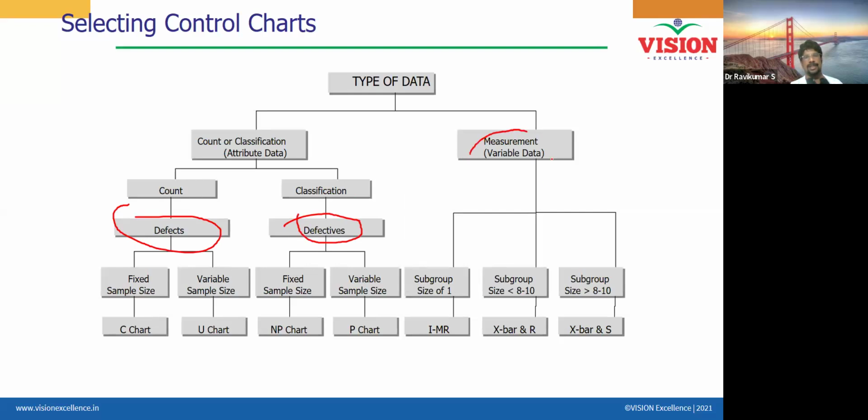Here you can see it is purely based on measurable data, continuous data. Here we are going to decide the type of chart based on defects and defectives. So how are we going to choose it? Further, we are classifying the charts. In defectives, sometimes the sample size you choose is the same all the time, like just now they are collecting 5 samples every time.